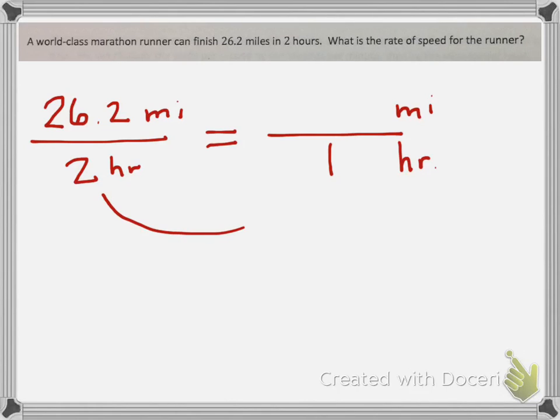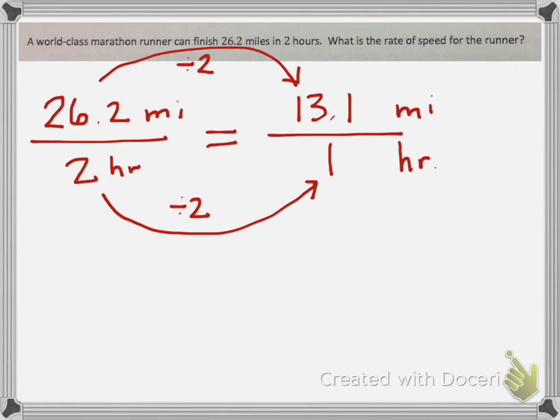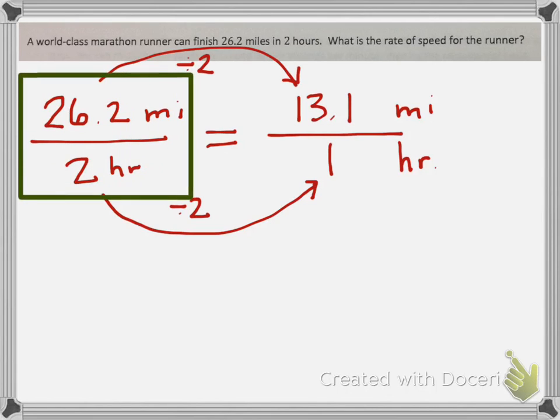Similar to the problem before, we can change the 2 into 1 by dividing by 2. So I would also do that in the numerator. And 26.2 divided by 2 is 13.1 miles per hour. I could also remember that I can take this original rate and just do what the fraction says, 26.2 divided by 2, and that will give me my rate in miles per 1 hour, miles per hour. Okay, let's take a look at another.